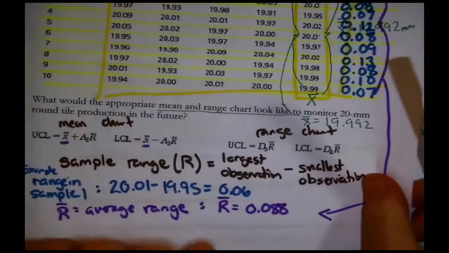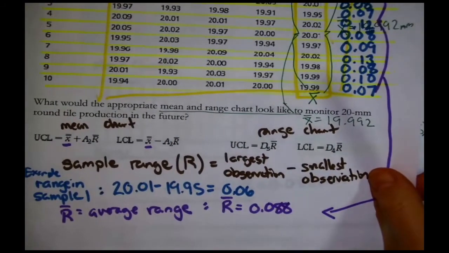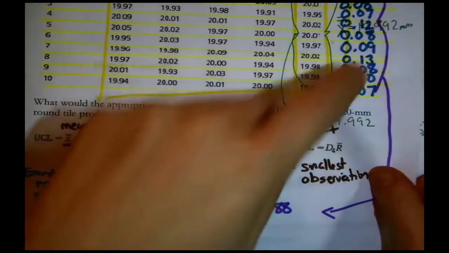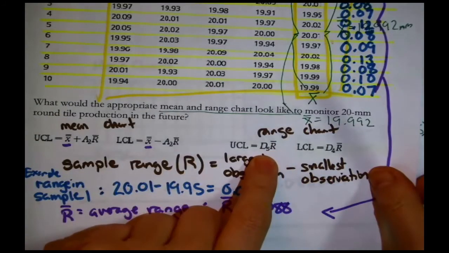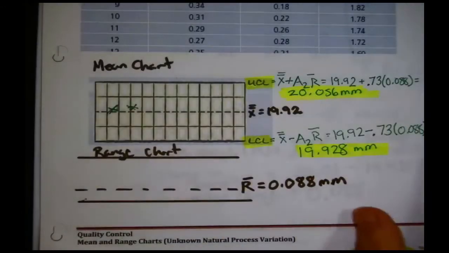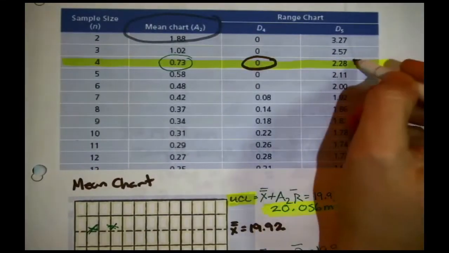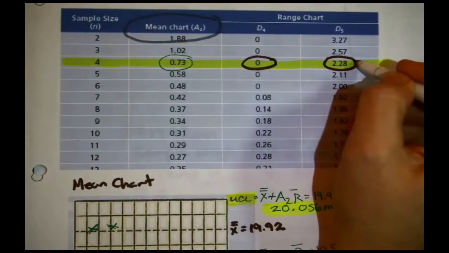Now we're going to create a chart that they can also plot the ranges on in the future. How do we do that? We had the formulas for that. They're actually simpler than any of the other control limit formulas. You just take the average range that you found here, and to find the upper control limit, you multiply it by something called D5 and the lower control limit by something called D4. Where am I supposed to find those? They're on that same row. Don't deviate from that row. Sample size of 4. There we go.